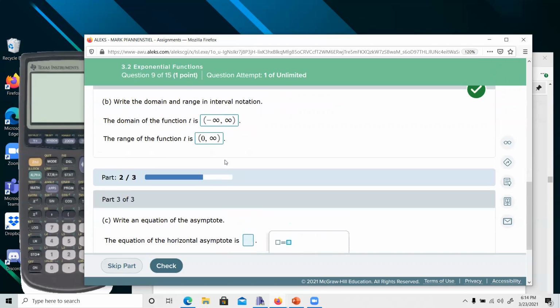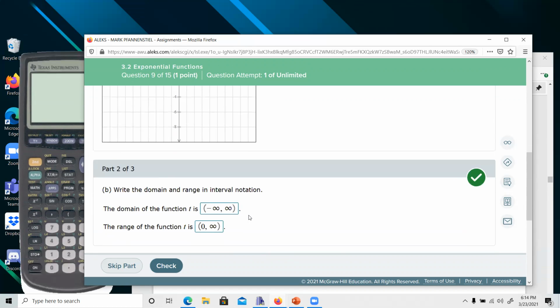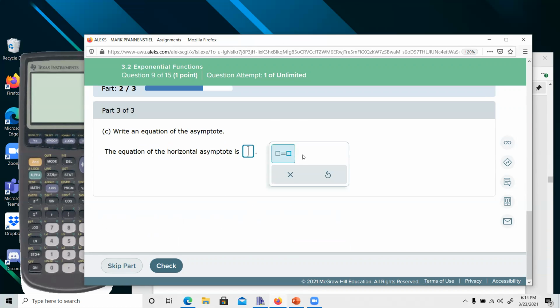Okay. Value of the asymptote. Well, we didn't do a vertical shift, so the horizontal asymptote is where it began. Okay, it's still y equals 0.